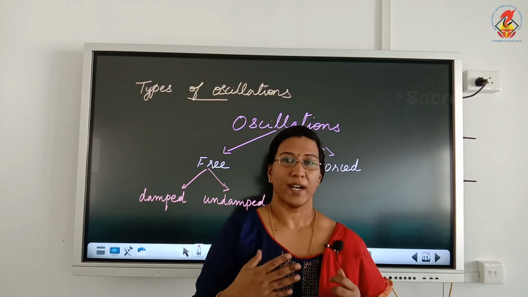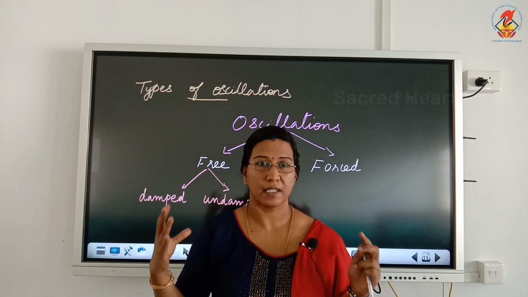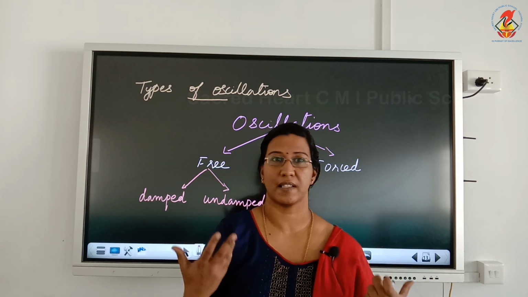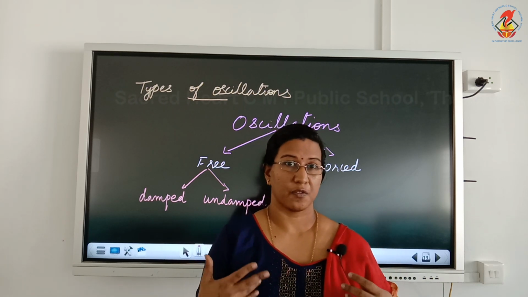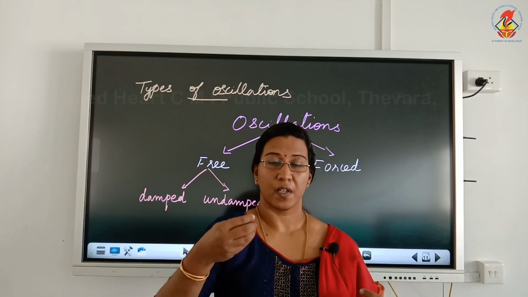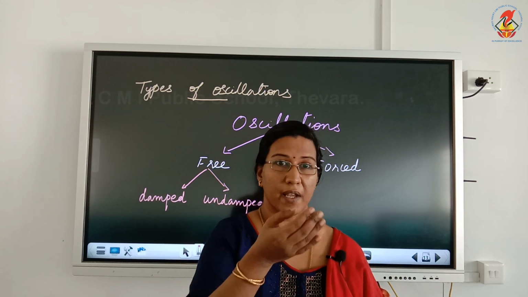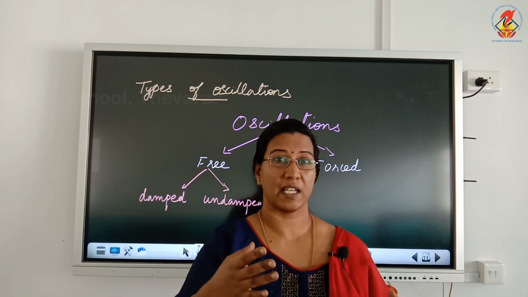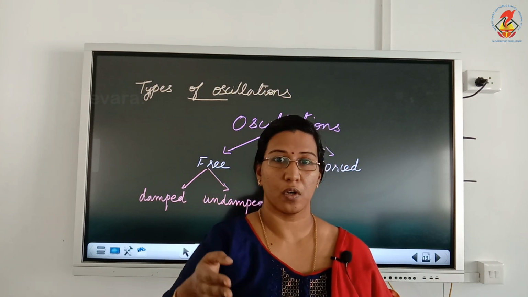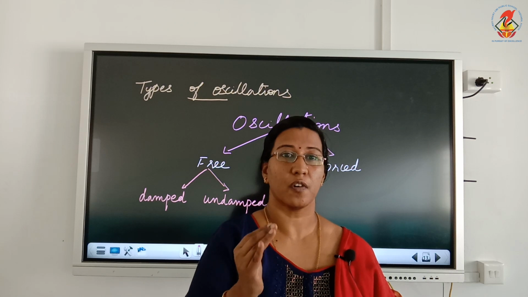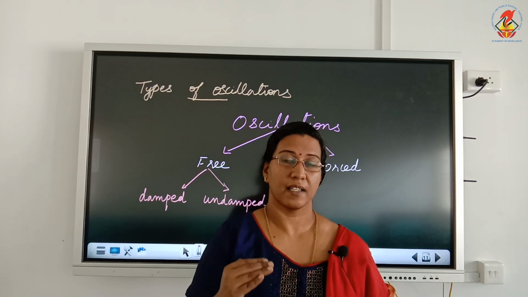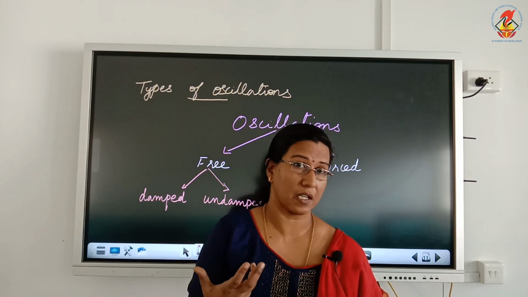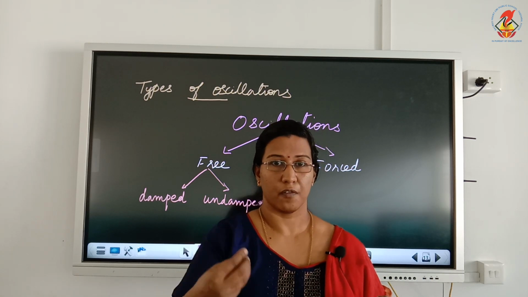But what happens is that if the pendulum is kept in a room, we know there is air, and this air is also a resistance which hinders the motion. So definitely because of the air resistance, the pendulum which is oscillating with a particular amplitude will slowly, we can see the amplitude of oscillation will decrease and then the pendulum comes to rest. So there is some external factor which prevents the further oscillation.